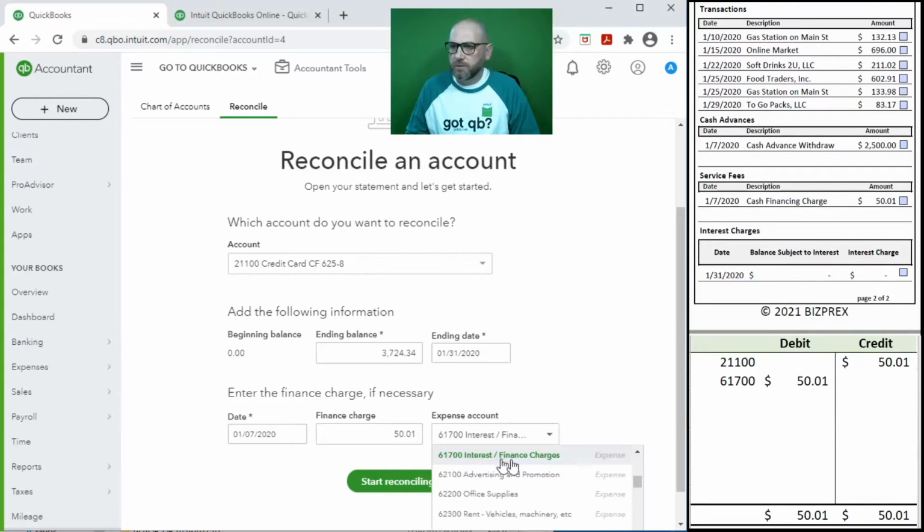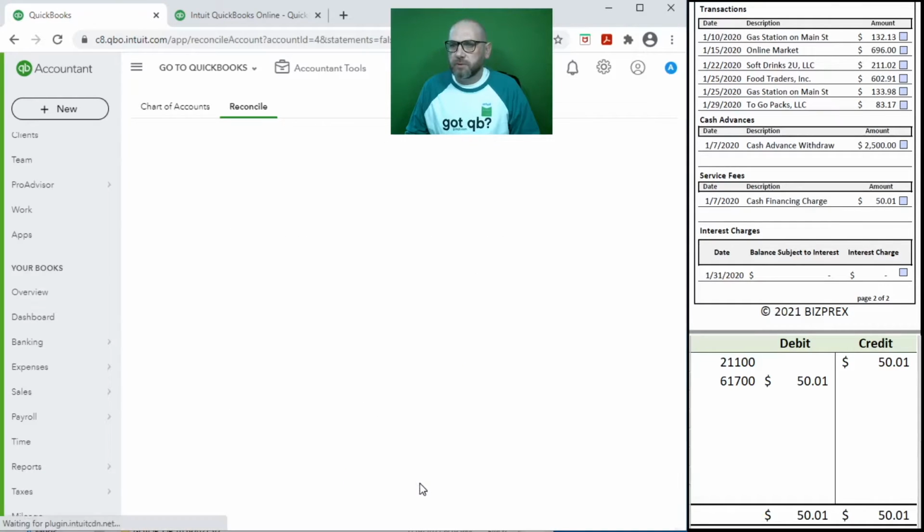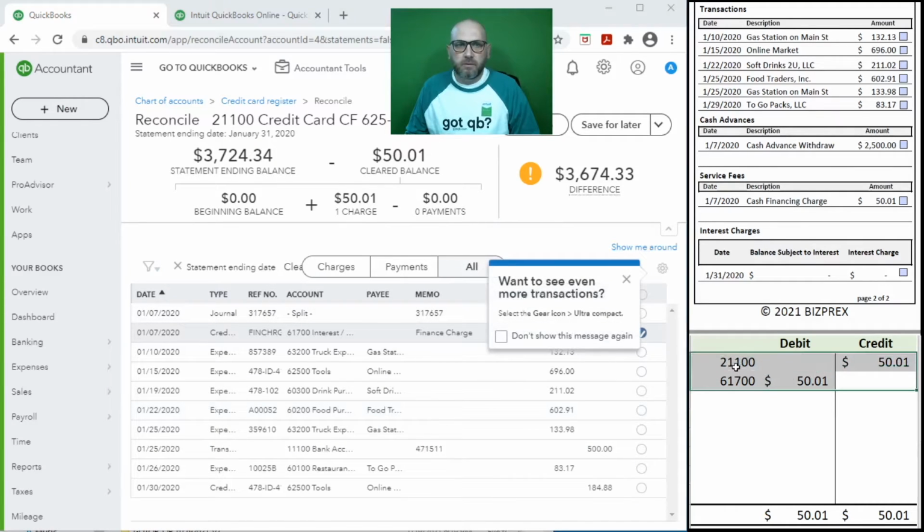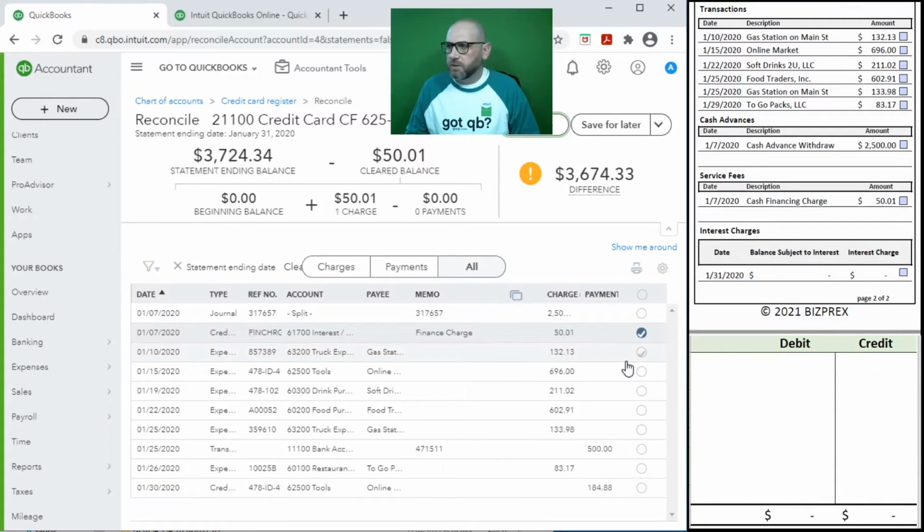So here it is. That's our expense account. This account is being debited of this amount. And at the same time, this amount right here is a credit to this account, 21,100. Okay, so let's book this one and start reconciliation. All right, here we are. We can see that our finance charge right here, $50.01, is already check marked. So here we are. Let's check mark that as well.